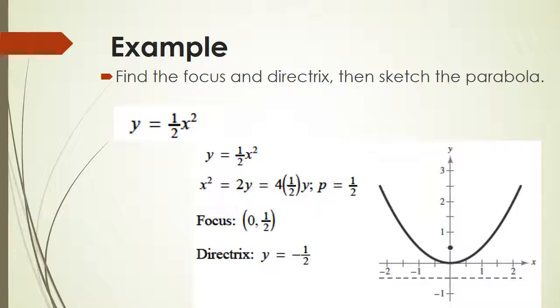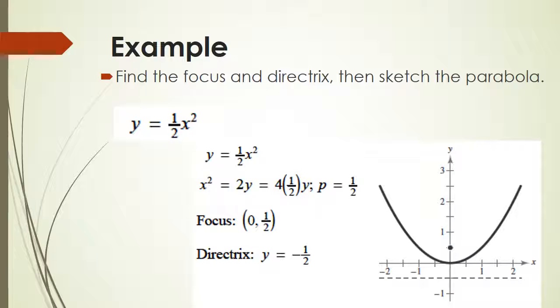Okay, the first thing I did is I solved for x squared because my formula is in the form x squared equals 4py. And so that gave me x squared equals 2y. Well, what that means is that 2 must be 4p. So if 2 is 4p, you're going to solve for p and you get 1/2. That means that from the vertex to my focus is 1/2, and from my vertex to my directrix is 1/2. This is a positive equation, so it's going to open up, which means my focus is going to be above my directrix. So I plot the focus and the directrix.